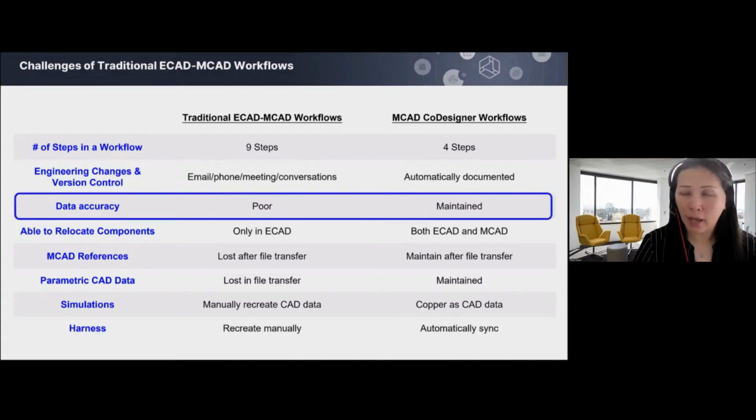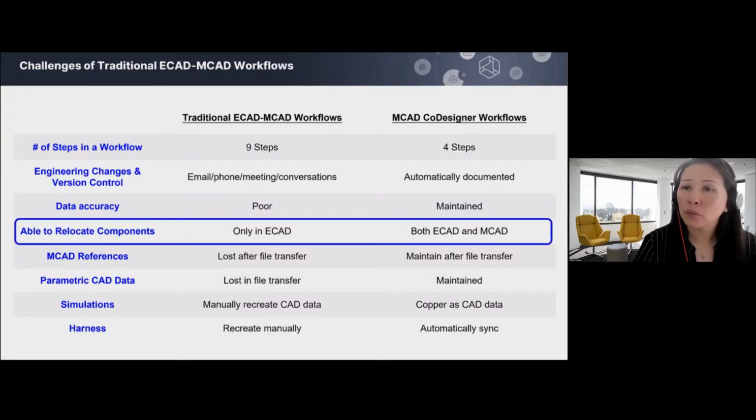When it comes to data accuracy, traditional methods lead to compromised results. MCAD CoDesigner, however, ensures accuracy is constantly maintained, giving you full confidence in your design decisions. For component relocation, both ECAD and MCAD teams can now move parts, empowering mechanical engineers to adjust layouts for optimal fit directly in their own tool.